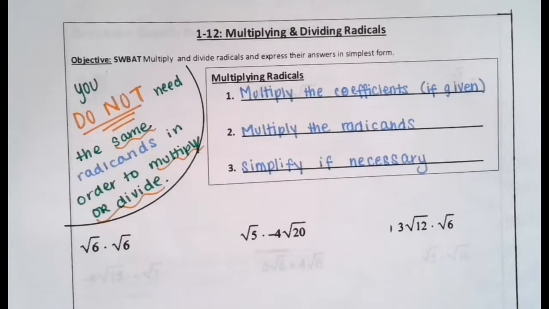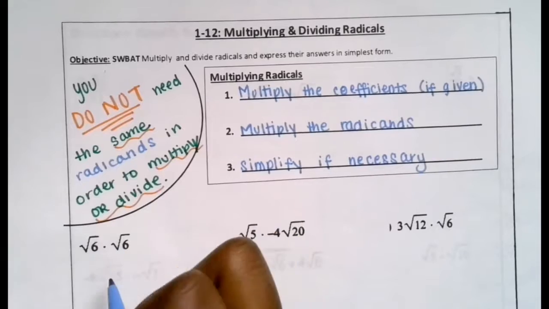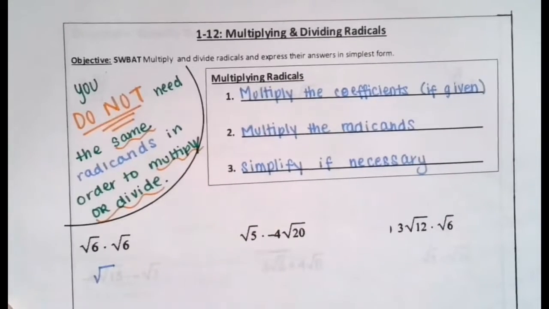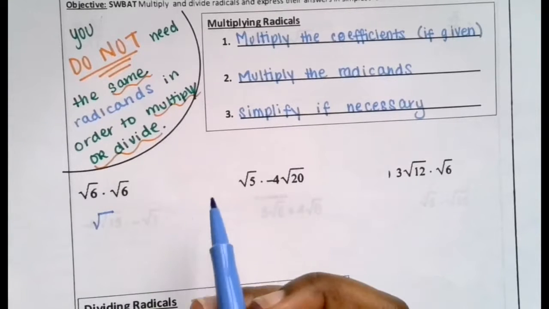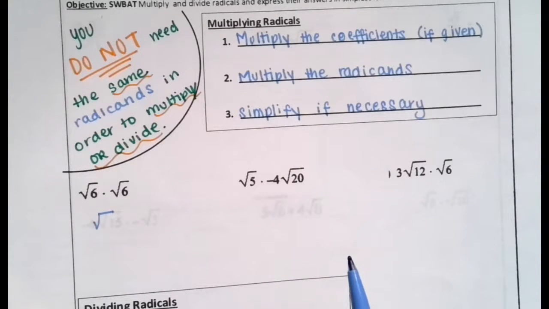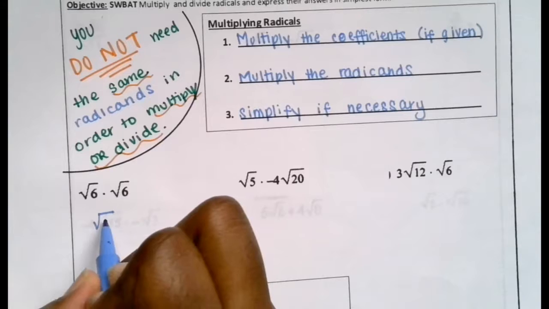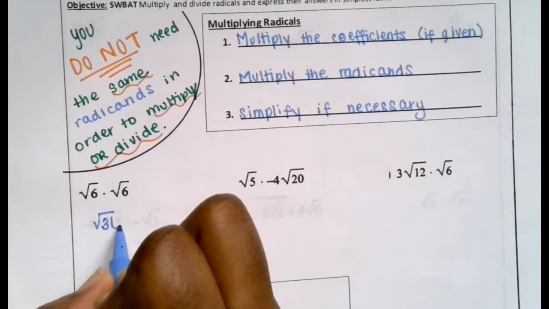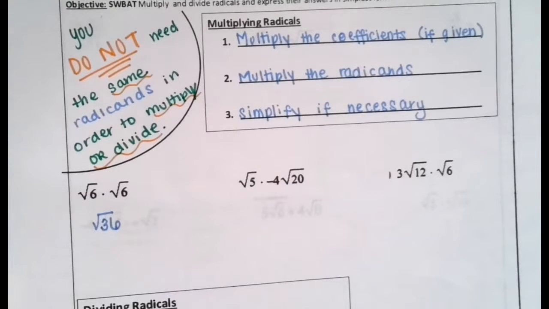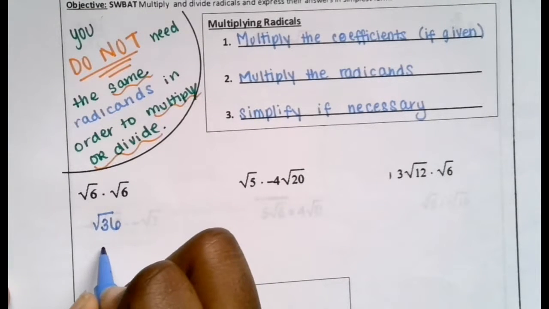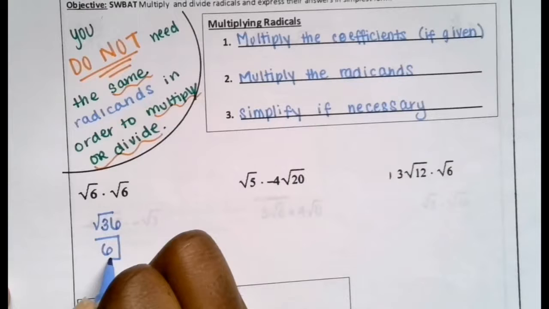Now let's take a look at the first example. I see that I have root 6 multiplied by root 6. In this example, the radicands happen to be the same, but they don't have to be. I do see a multiplication symbol, so that means I'm going to multiply 6 times 6, which gives me a product of 36. And then I'm going to simplify, because the square root of 36 is equal to 6.